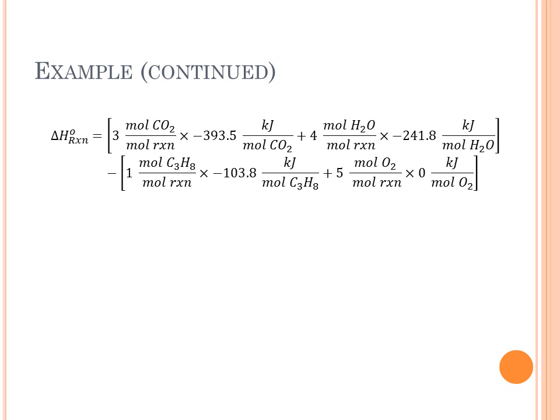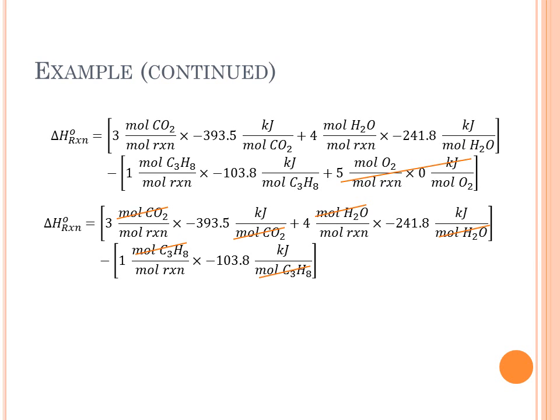So plugging all that in, we're going to have 3 times the negative 393.5, 4 times the negative 241.8, 1 times the negative 103.8, and 5 times the 0. Again, that 0 term goes away. Once you've worked enough of these, you can just omit them when you do the calculation because you realize it's going to zero out. So then you work all that out and cancel all the units, and we're left with kilojoules per mole of reaction. Adding them up, we have a negative 2043.9 kilojoules per mole of reaction.